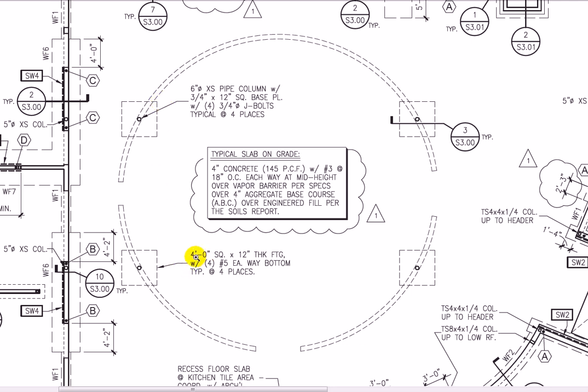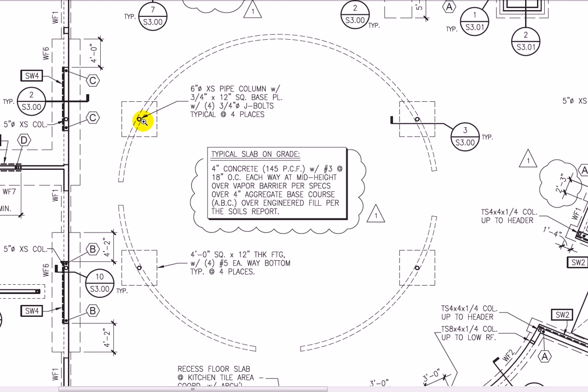Here it's called out: a 4-foot square by 12-inch thick footing with 4 number 5s each way, typical of 4 places. Okay, so there's 1 of them, there's 2 of them, there's 3 of them, there's 4 of them. Here's a detail cutting through 1 of them, again on detail 3 on S300. And these round things are steel pipes.